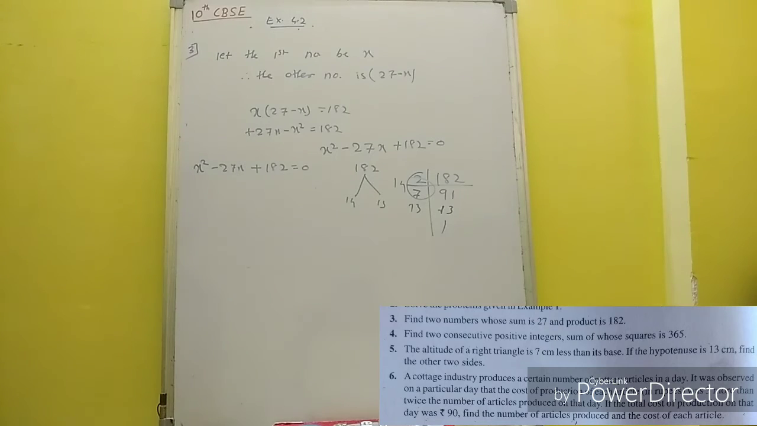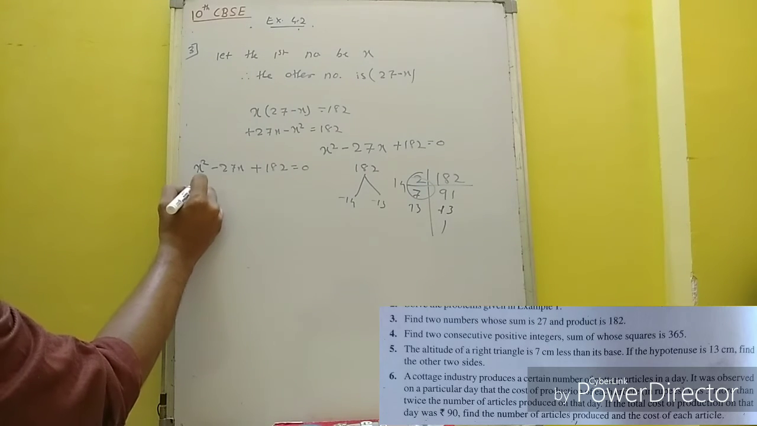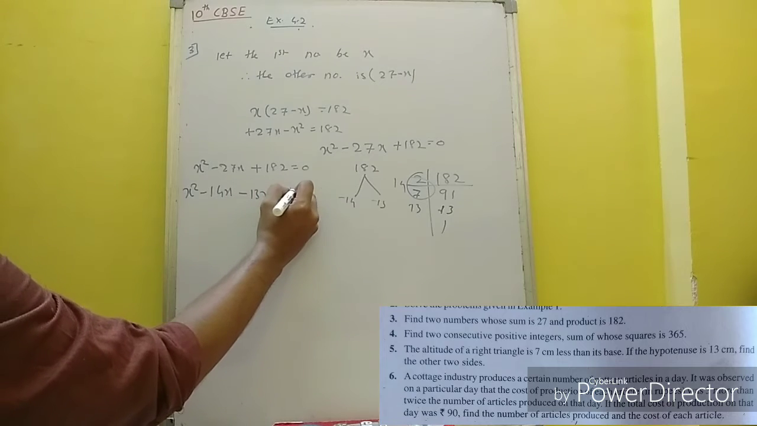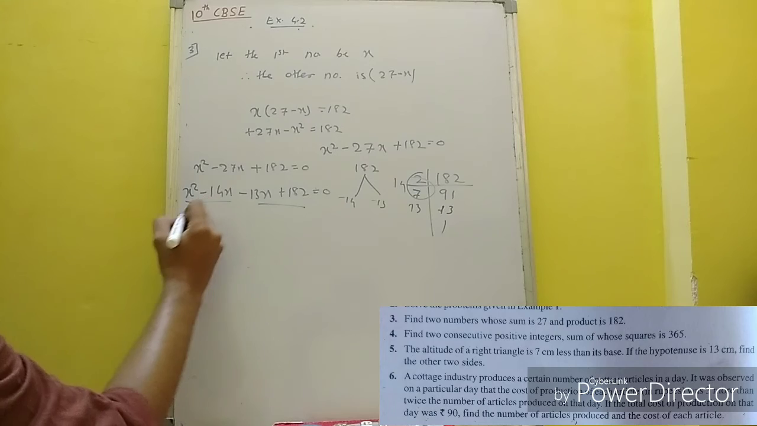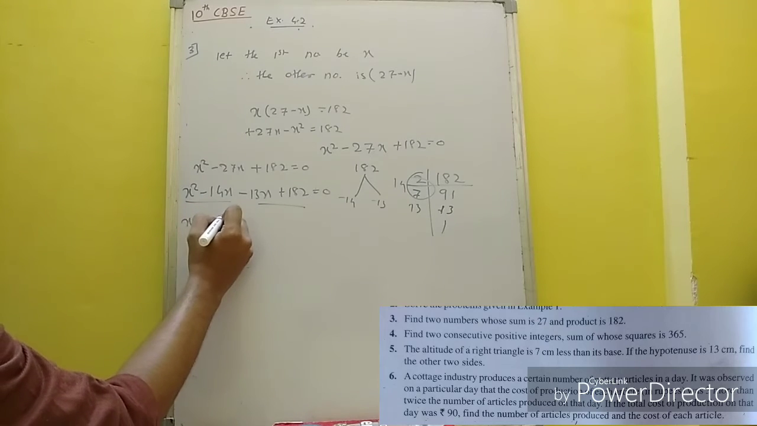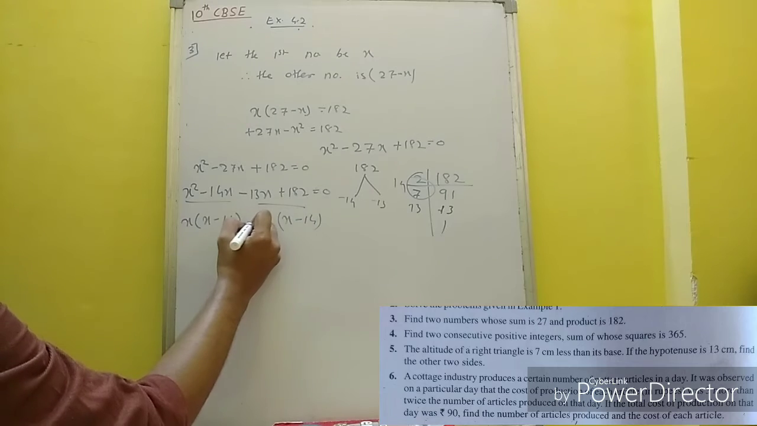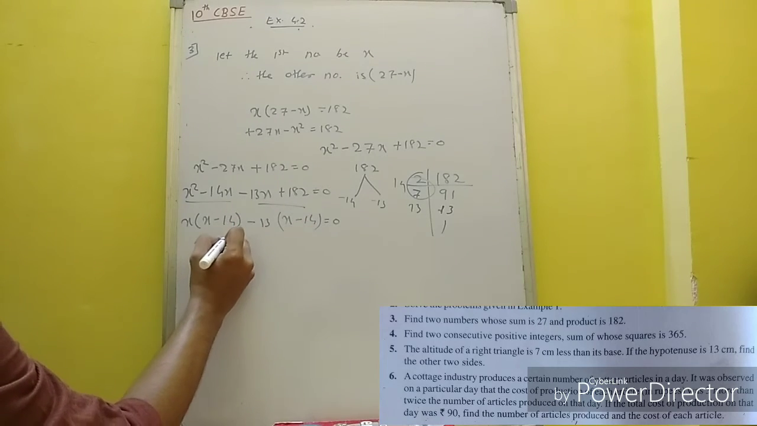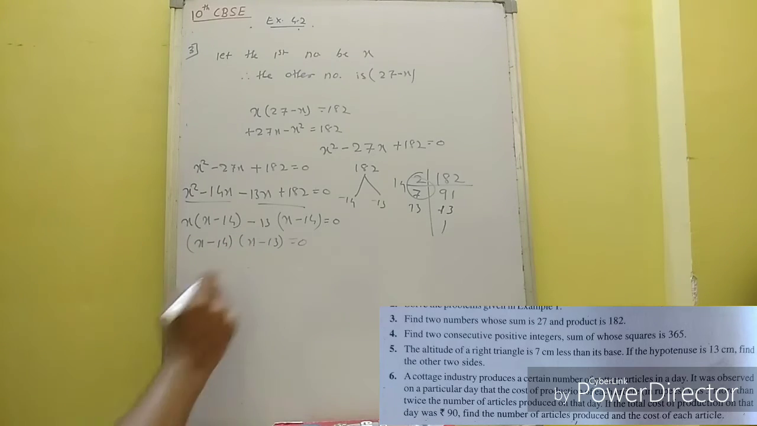Addition, so both of them will have the same sign, minus minus or plus plus. The middle number is minus, so minus minus to both of them. So x square minus 14x minus 13x plus 182 is equal to 0. So we will take common, we will have x common, x minus 14, here also x minus 14. Signs have changed, minus 13 will go outside. So x minus 14, x minus 13 is equal to 0.